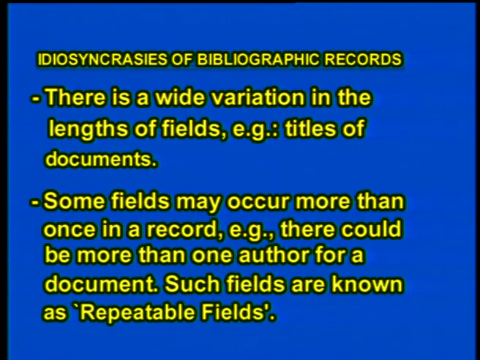Another important idiosyncrasy or peculiarity of bibliographic records is, some fields may occur more than once in a record. For instance, there are documents in which there is only one author, but there are many documents in which there can be 2 authors, 3 authors, 4 authors, or in some periodical articles there can be even as many as 10 authors. So, you cannot specify and say there should be only one author for a particular document. These could occur more than once.